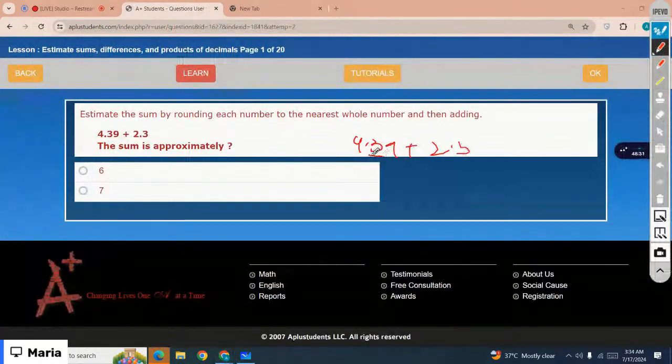That is 4.393. The number right after the decimal, that is 3, is less than 5. So when the number right after the decimal point is less than 5, you need to round on the same whole number, so it would be rounded off to 4. Same way, you have 2.33, which is less than 5, right? So you need to round on the same whole number, so that would be 4 plus 2 equals. So the correct option is option number 1.